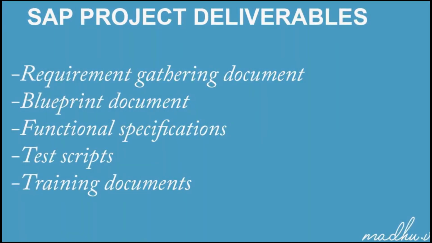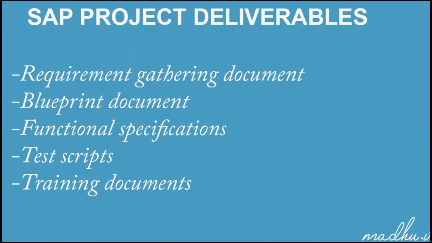Now project deliverables. These are the documents that, as a functional consultant, you normally have to deliver to your client: requirement gathering document, blueprint, functional specification. I just explained requirement gathering and blueprint, but functional specification is something else. Whenever there is some non-standard functionality in SAP, we should document the requirement in the functional specification document and provide it to the ABAP developer. They will use ABAP coding to meet that new non-standard functionality. So that's about the functional specification document.